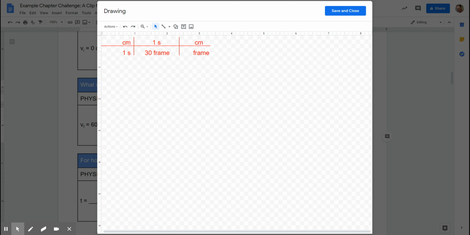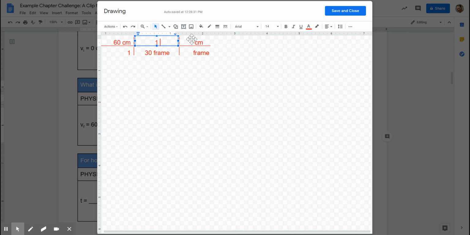And I'm going to start this out and I'm going to put, this is 60 centimeters per 1 second. So it moves 60 centimeters every 1 second. I'm going to leave these just like they were because 1 second is equal to 30 frames. But that means my seconds cancel out, right? So I don't have to worry about seconds anymore.